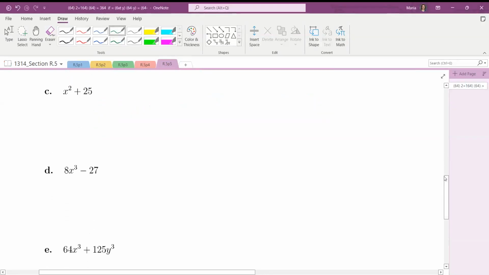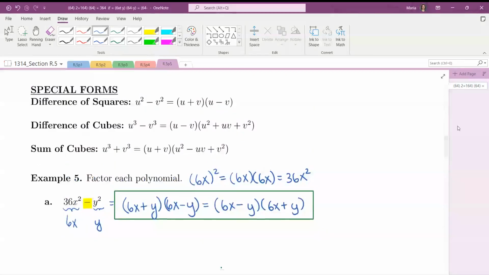Moving on to part C. We've got x squared plus 25. So this is a sum of squares. I'm not subtracting. I'm actually adding here. I know I square x to get x squared, and I square 5 to get 25. So you might be thinking, well, this is going to factor very similarly. The issue is, if you go back up here and look under the special forms, notice we don't have a formula for a sum of squares. We have a formula for a sum of cubes, but we don't have one for a sum of squares.